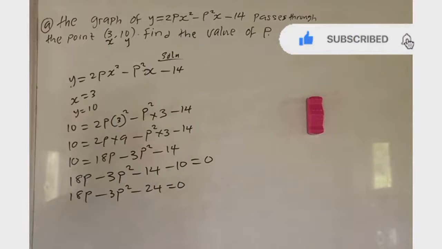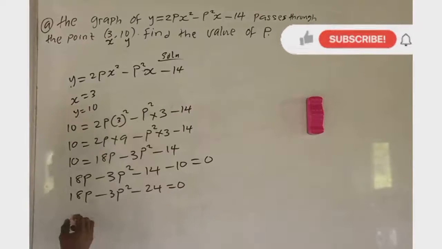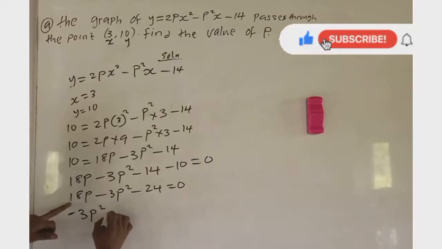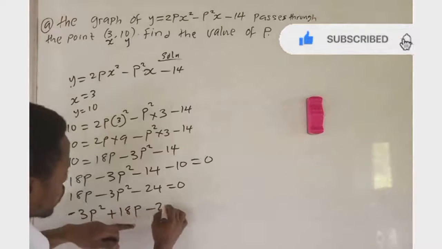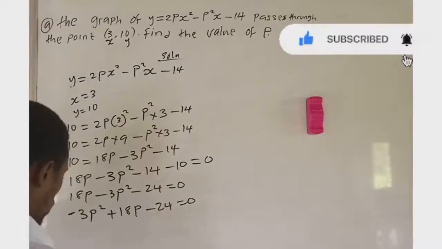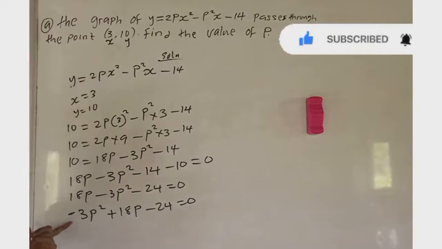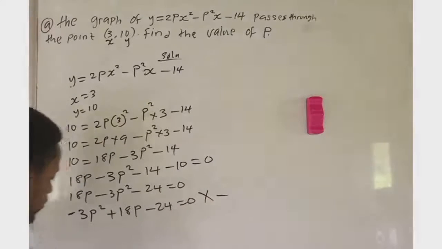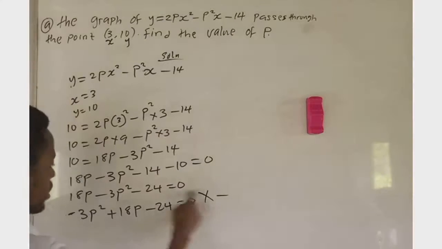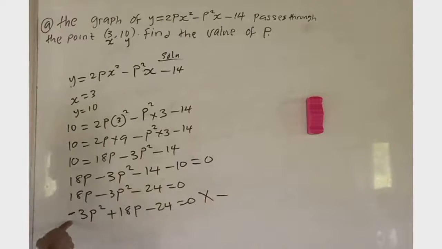This has given us a quadratic equation, so let's rearrange it. We have minus 3p squared plus 18p minus 24 is equal to 0. Because of the minus at the front, you can't just leave it like that. You need to cancel the negative by multiplying both sides by minus.